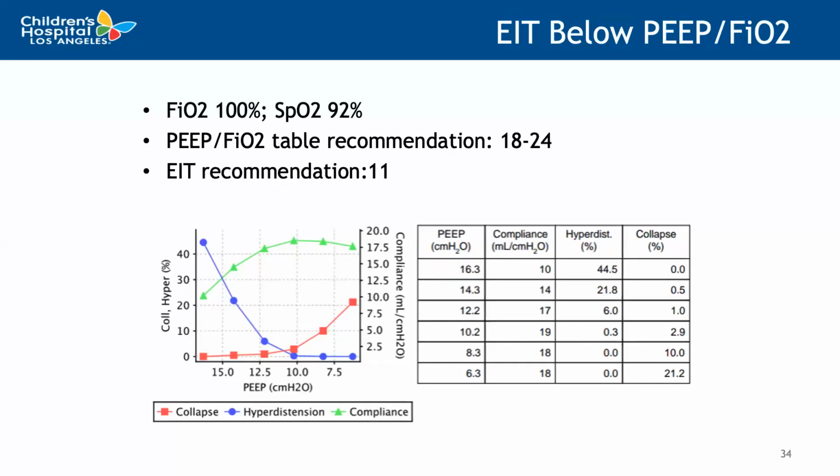So had a pretty severe oxygenation abnormality. And the PEEP FiO2 table would recommend that their PEEP be anywhere from 18 to 24. And this is a really wide range. And as a clinician or a practitioner at the bedside, it can be hard to know, do I choose 18, do I choose 24, or do I choose something in between? And so the EIT is able to give us a little bit more nuanced or tailored approach. And again, this is showing that the crossing point is slightly different than that of the compliance.